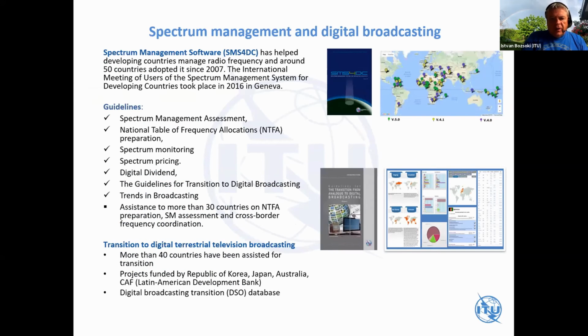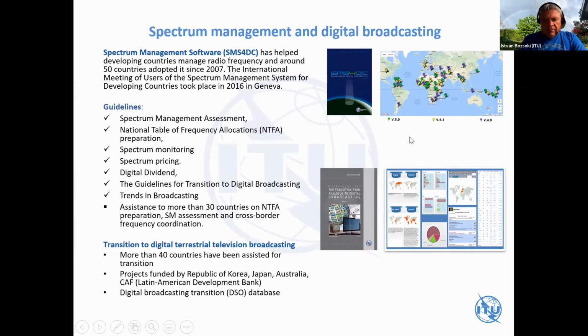And now here are the spectrum management and digital broadcasting activities. I'm sure that a lot of participants are familiar with the spectrum management software for developing countries, the SMS4DC, which helps developing countries to manage the radio frequency, and more than 50 countries have adopted it since 2007. Then the international meeting of users of the spectrum management system happened first in 2016, and we are planning to have more meetings, even if remote, because it's very useful as we can learn a lot from the users.